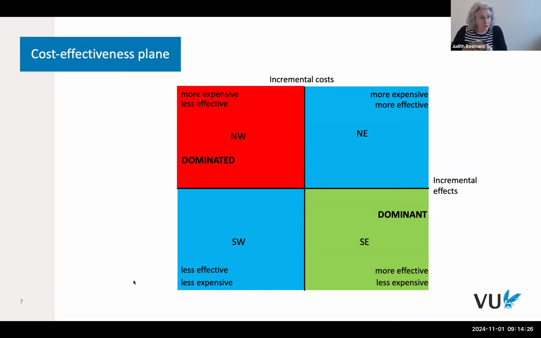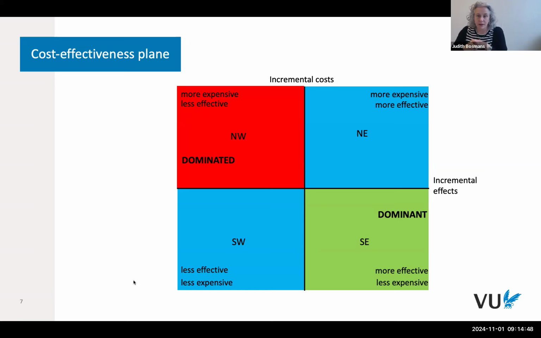If it's in the red quadrant, in the northwest quadrant, then the new intervention is more expensive and less effective than the standard of care. And in that case, we say that it's dominated by the standard of care. It does not provide any value for money. You have to invest more money, while the health effects that you gain with the intervention are less than with the standard of care.